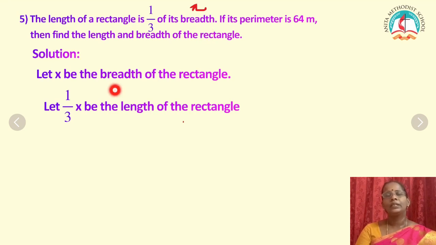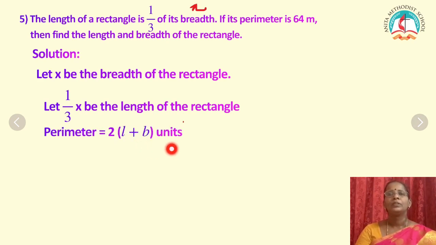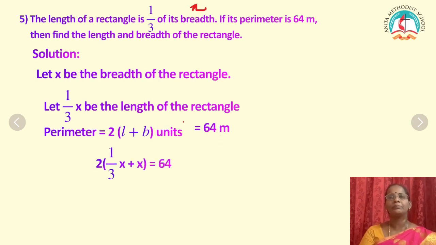And what is the other information given? Perimeter. What is the perimeter here? 64 meter. I think all of you know what the perimeter of a rectangle is. If your answer is twice L plus B, then you are correct. Okay. So twice L plus B is equal to 64 meter. Write along with the unit children. And here what is L? 1 by 3x plus breadth x is equal to 64.